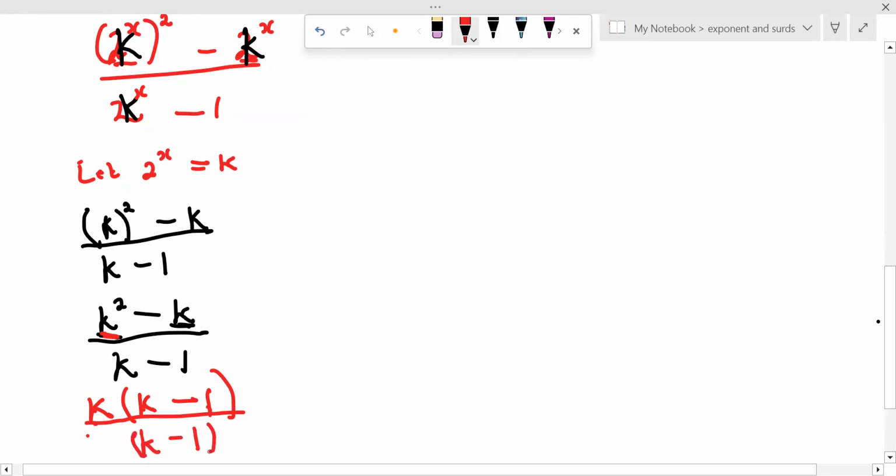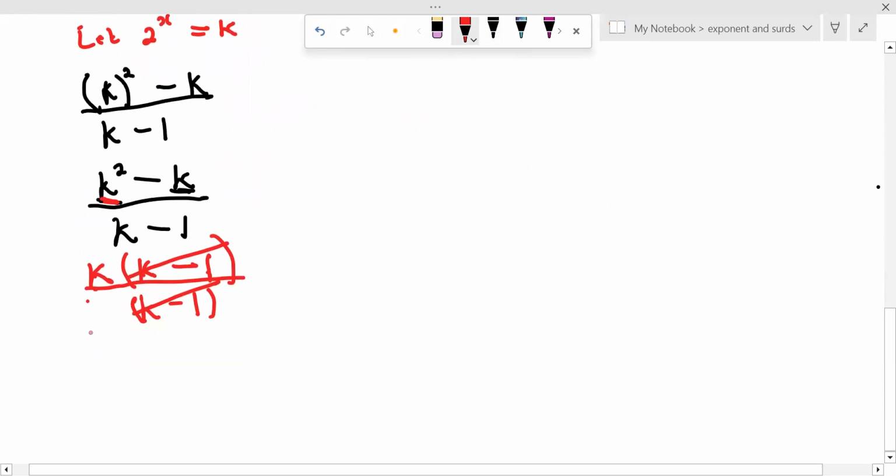Now, as you can see here on the denominator, we have k minus 1. So I will say this one and this one, they divide each other out. Now, if those two divide each other out, then you'll be left with k. But remember, we know what k is.